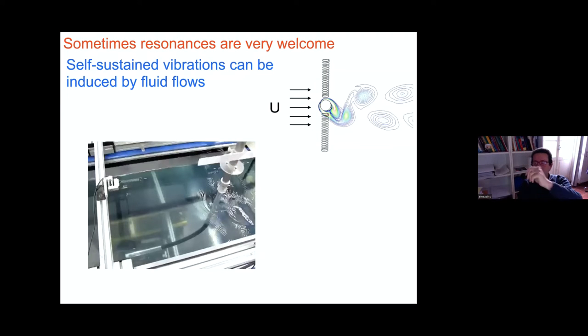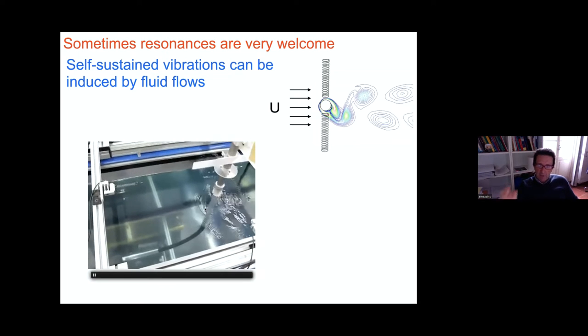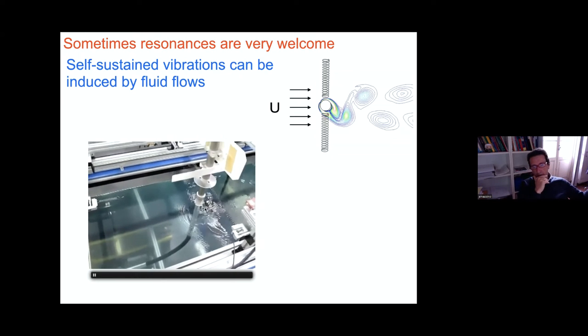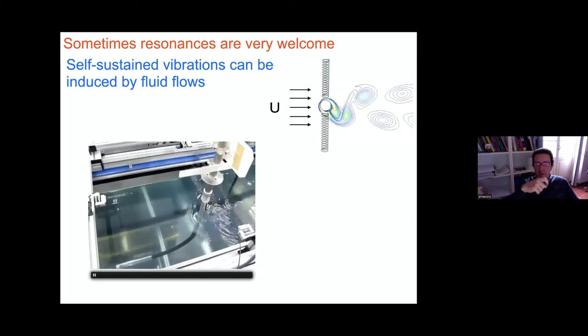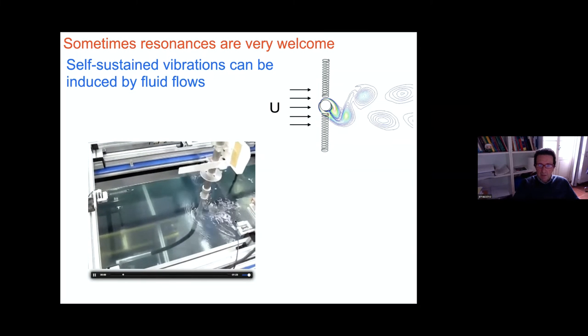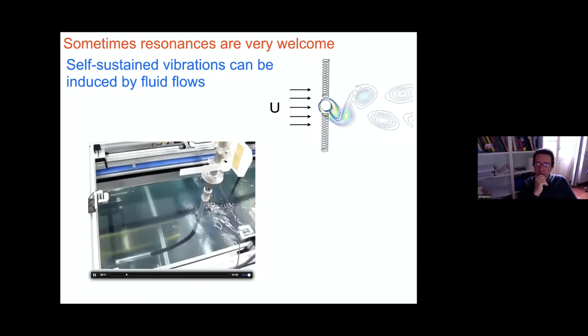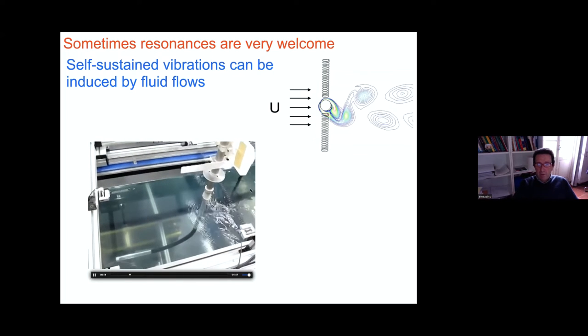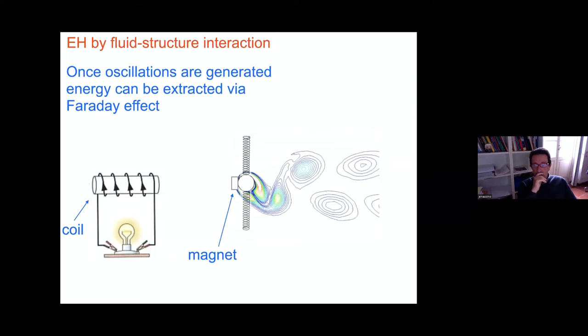In case instead of this cylinder, you use, for instance, a plate. Here there is a realization in a lab. As you see here, there is a cylinder, there is a flow coming from left to right, and there is a spring, and as you see, it is oscillating. And the frequency of oscillation in water is actually low because of added mass effects. Air is much better if you want to have really sustained oscillations.